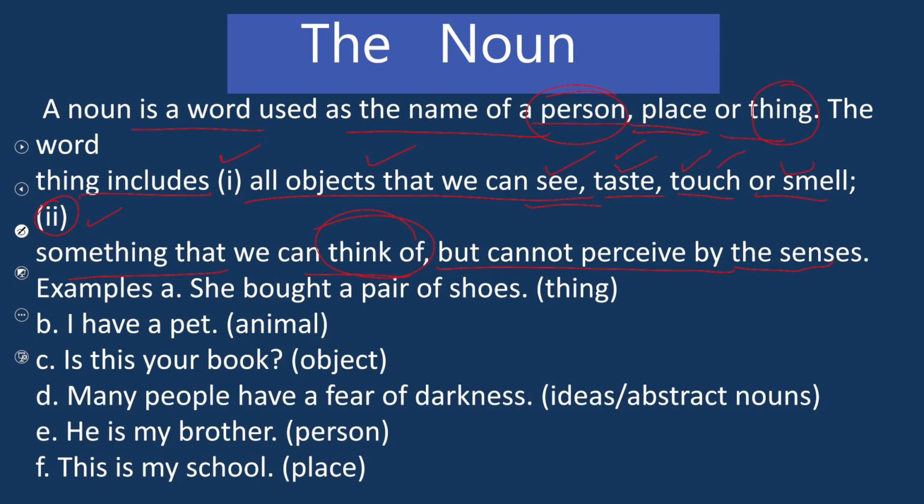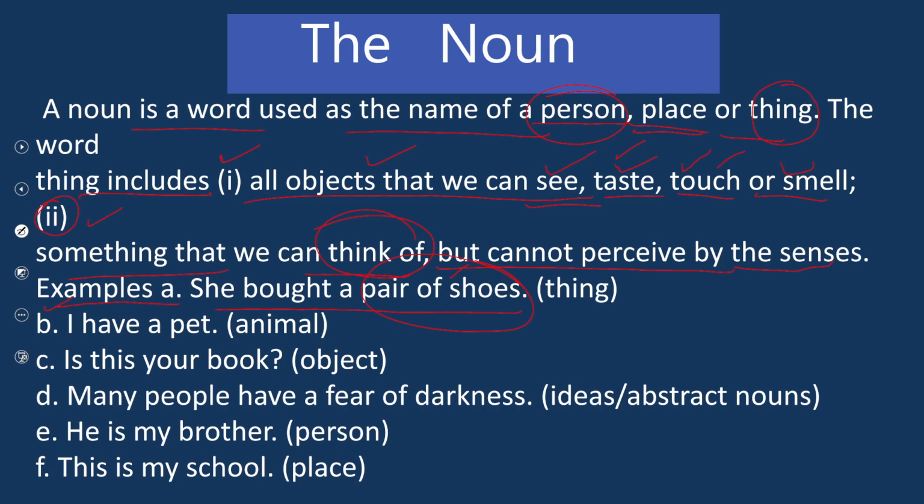So now, for example, let's look at these examples. Let's identify different nouns in these examples. She bought a pair of shoes. Now, pair of shoes. Is it a person? No. Is it a place? No. Then it is a thing. Pair of shoes. So it means pair of shoes is a noun.